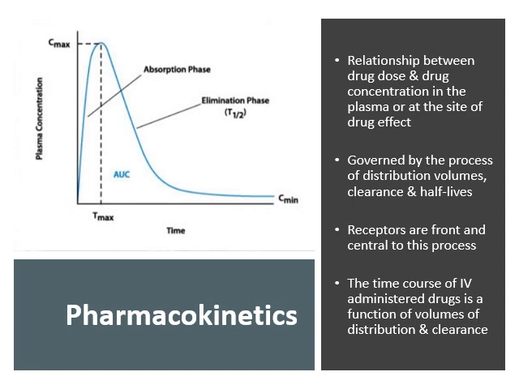Pharmacokinetics is governed by the process of distribution of volumes. We're going to go in depth into these concepts, clearance and half-lives. As I said, receptors are front and central to this process. Proteins make up the largest group of receptors, but there are other macromolecules that can exist in a number of different conformational states that also make up some of our receptors.